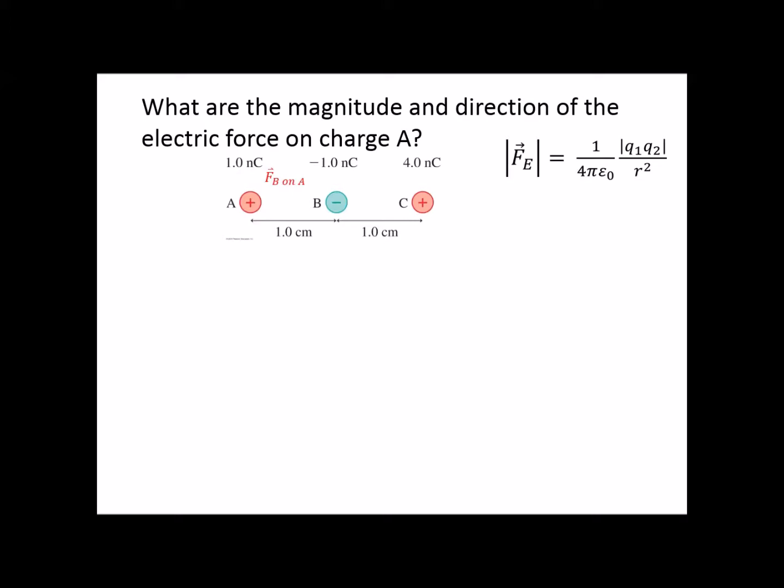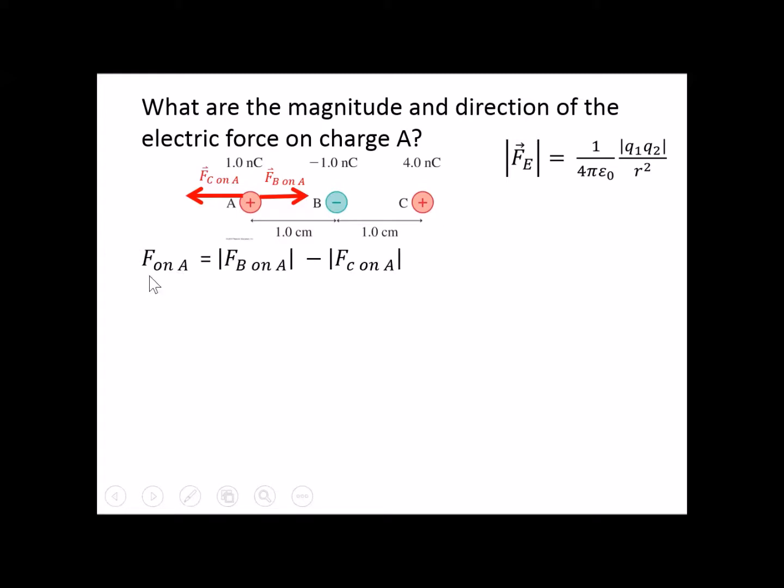For the force of B on A, B and A are opposite charges, so they're going to attract each other. So the force of B on A is to pull A to the right towards B. The force of C on A, since they are like charges, A is going to be repelled by the charge at C. So the force of C on A is going to be to push A away. So we have these two forces to consider.